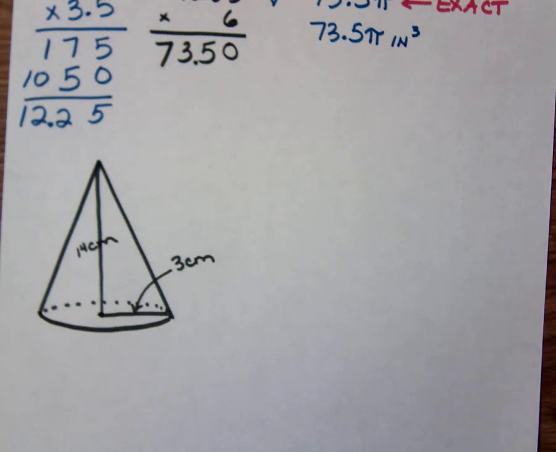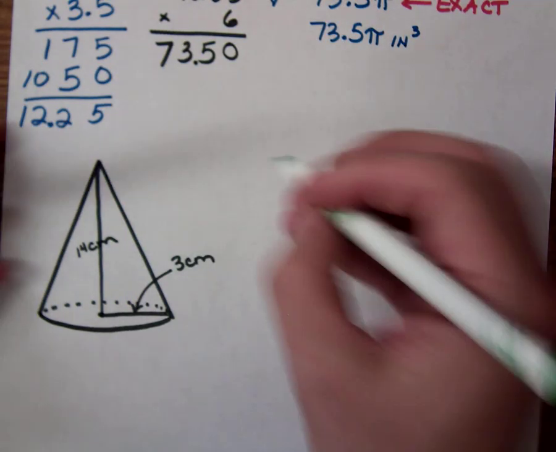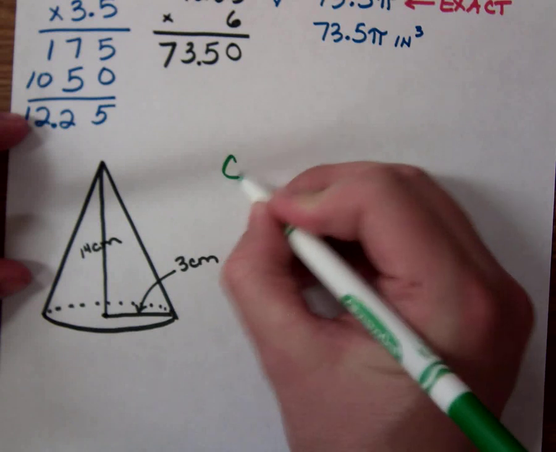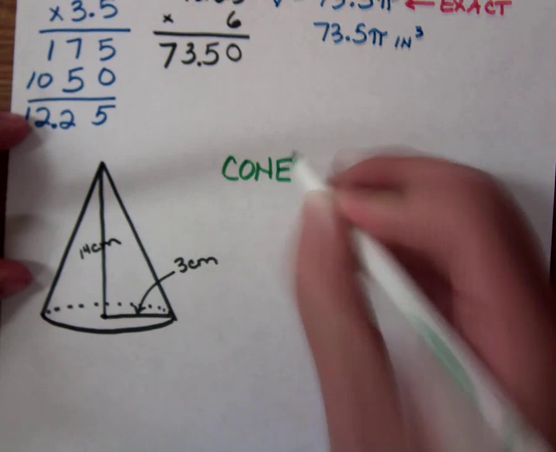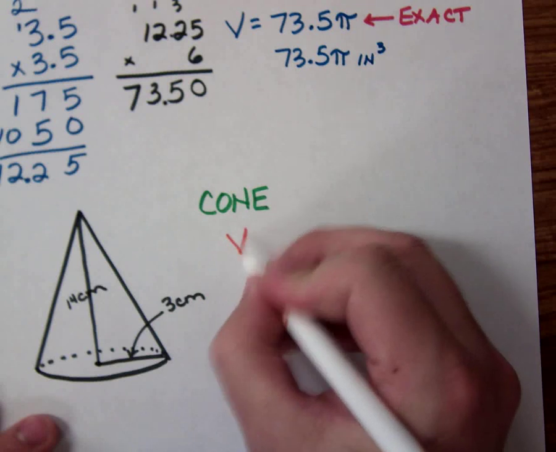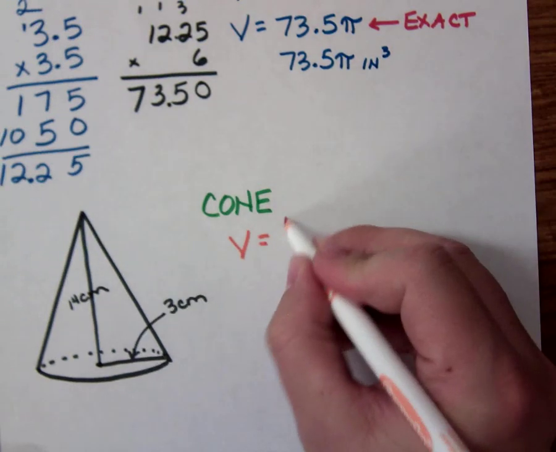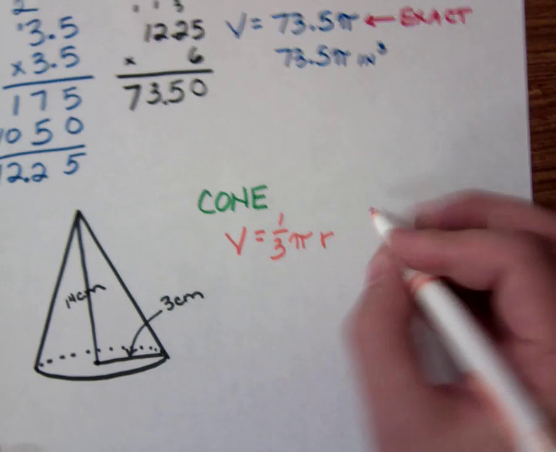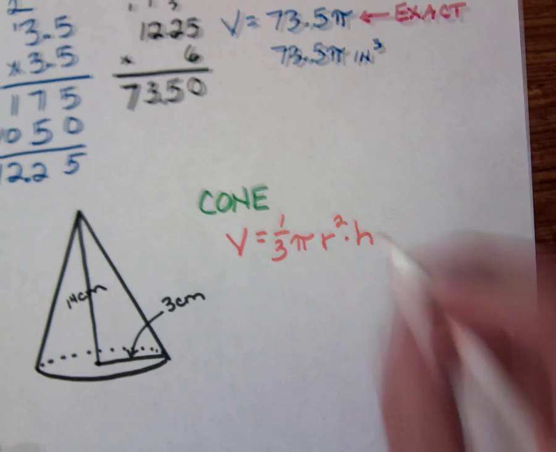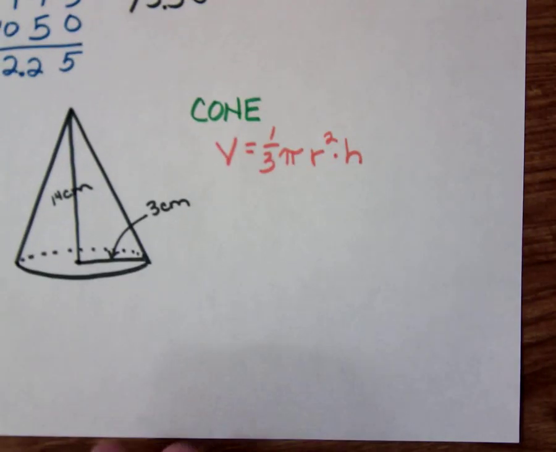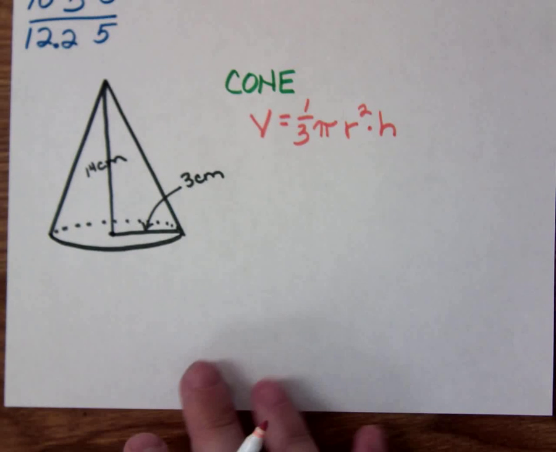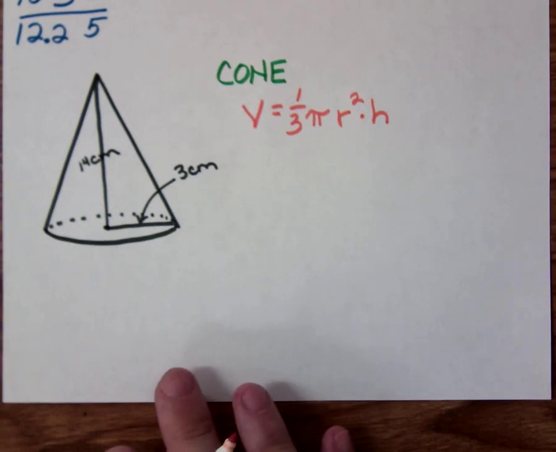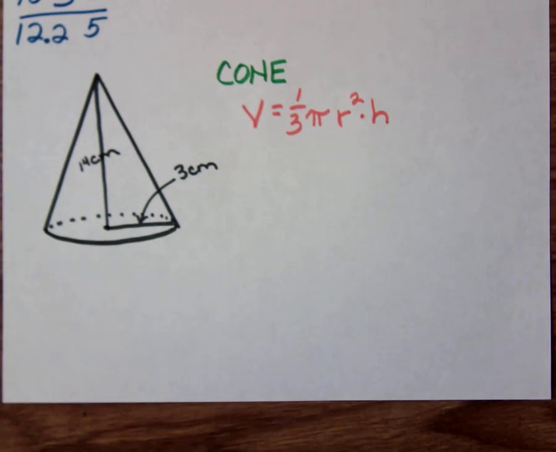All right. The formula for this shape right here, do you know what this shape is called? It's called a cone. The formula for this one's weird. I don't know. Whoever came up with this formula is a genius. Was a genius. I feel like they're probably not with us anymore. Rest in peace, cone guy.